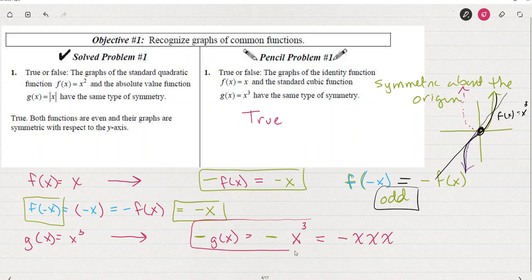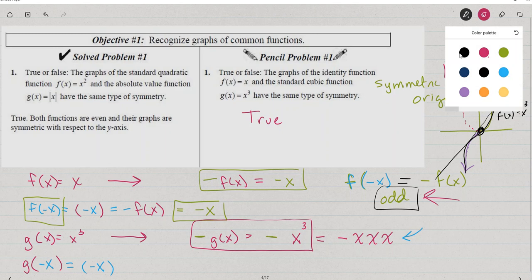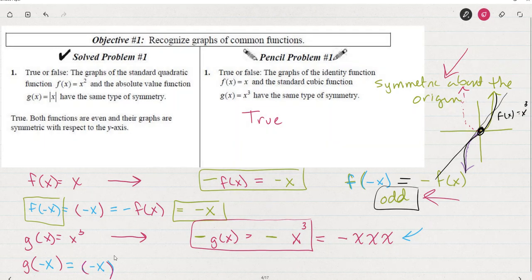If this function is odd, and therefore has symmetry about the origin, then g of the opposite of x is also going to be the opposite of x cubed. So let's see what happens if I replace the x with the opposite of x. I'd have the opposite of x cubed. Well, that's a little bit different when I expand it, but let's see how it simplifies.